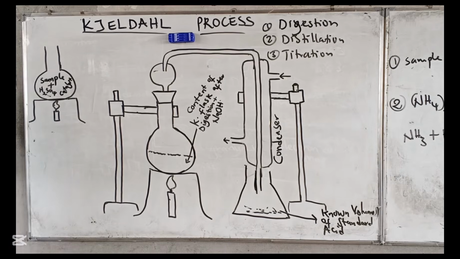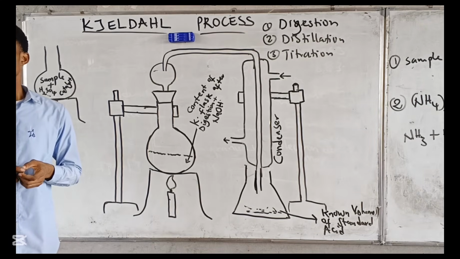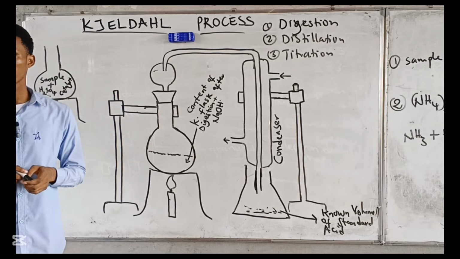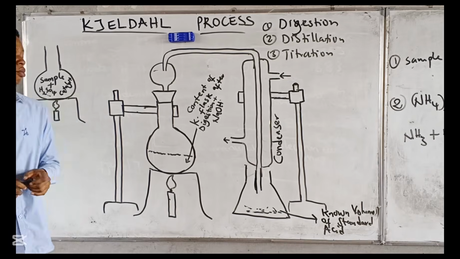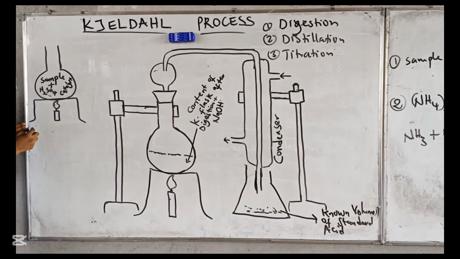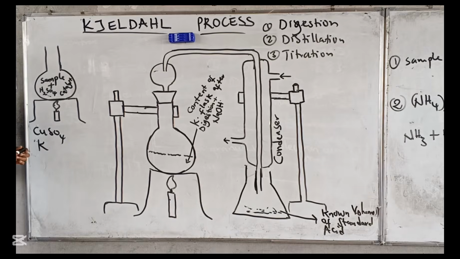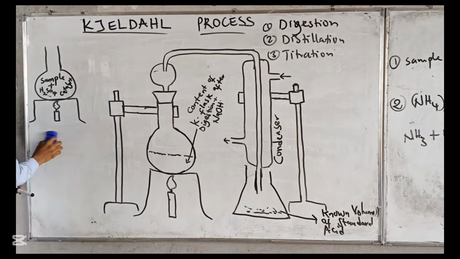And the catalyst used is a combination of what and what? Not ammonium sulfate. The catalysts used can be a combination of copper sulfate and potassium sulfate. So copper sulfate and potassium sulfate can be used in combination.